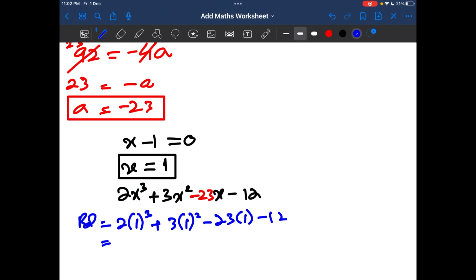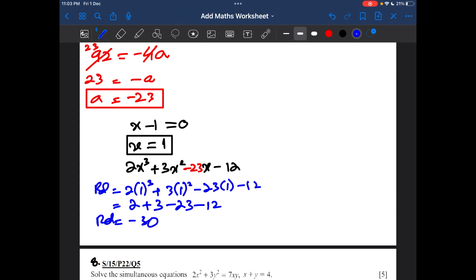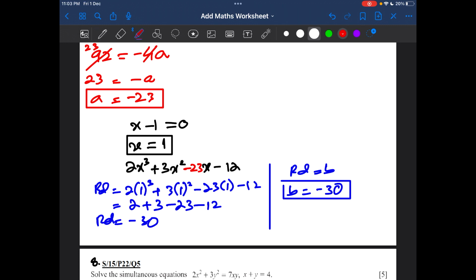So what is the remainder? 1 cube is 1, 2 into 1 square is 2, plus 3, so 2 plus 3 is 5, 5 minus 23 minus 12 is going to be equal to minus 30. You got the remainder minus 30 and they said that their remainder is b. We equate both of these remainders, so we get the value of b as minus 30.